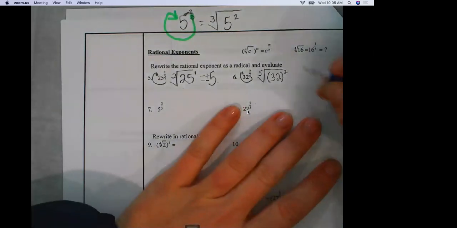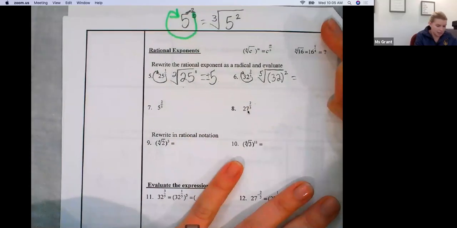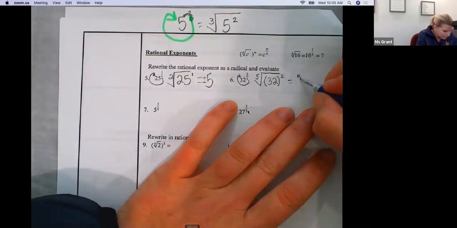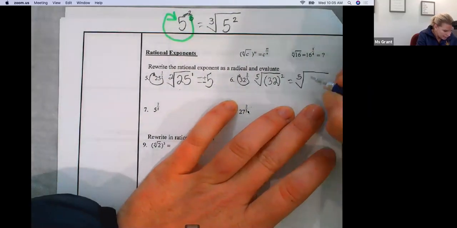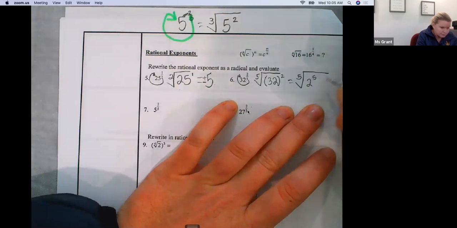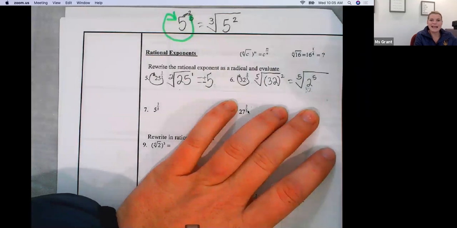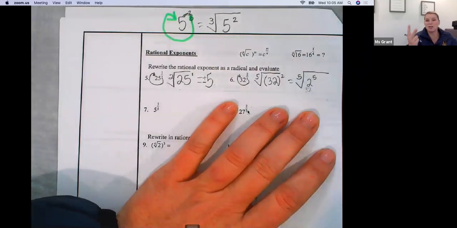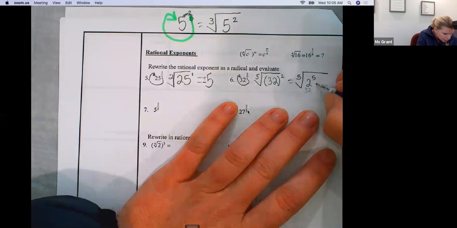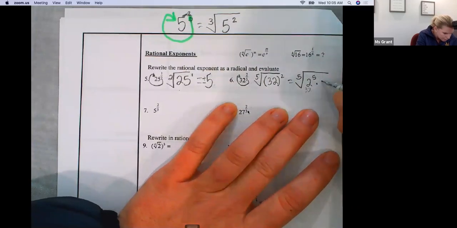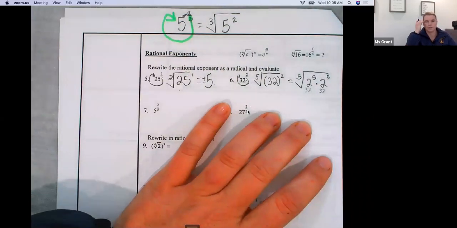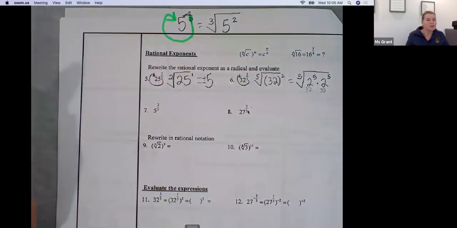2. So now I'm going to rewrite it. Thank you. The 5th root. And instead of 32, I'm going to write 2 to the 5th. That's 32, right? But didn't I have 32 squared? I had to do 32 2 times. So then I'm going to go 32, 2 to the 5th, times 2 to the 5th, which is also 32. The 5th root of 2 to the 5th times 2 to the 5th.